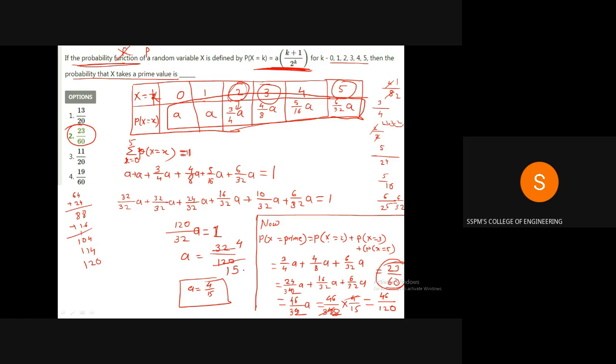It will be used to find the value of a, or any variable for that matter, and then we will solve whatever question is asked. So what were the prime values here? x equal to 2, 3 and 5. Those were the prime values.